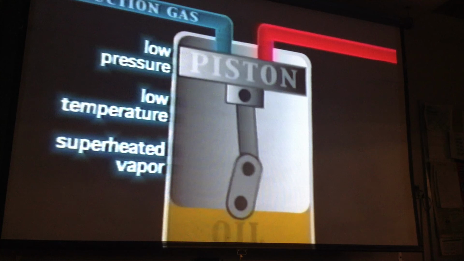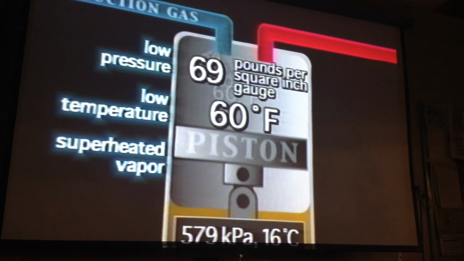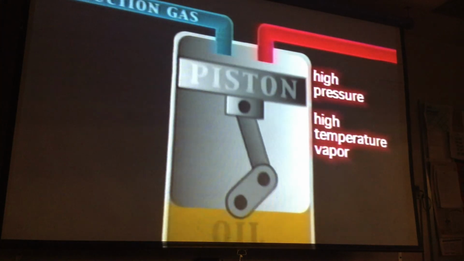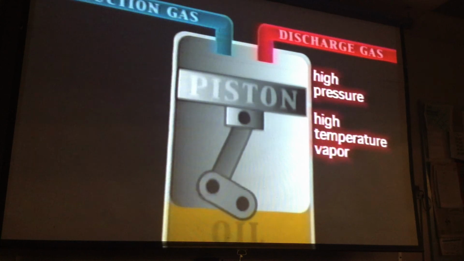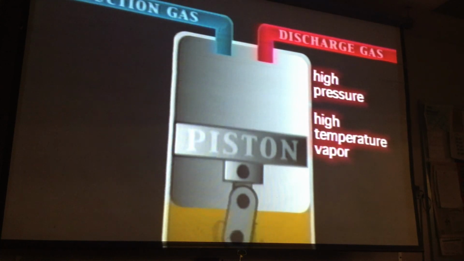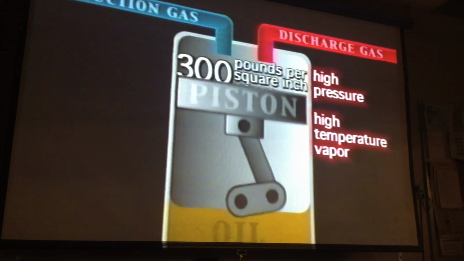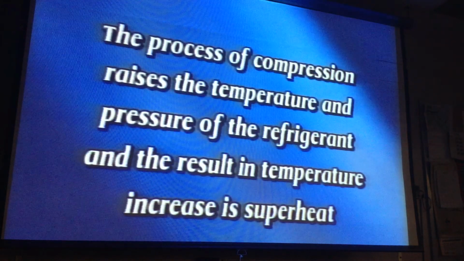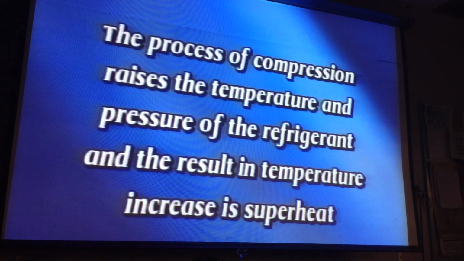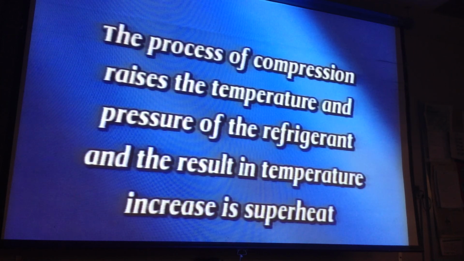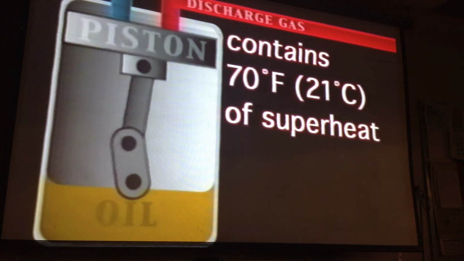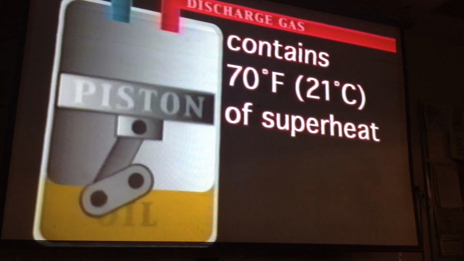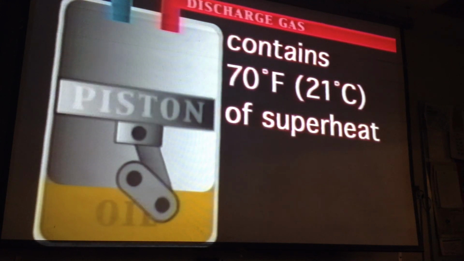Suction gas enters the compressor at 69 psig and 60 degrees Fahrenheit. It is compressed into a high-pressure, high-temperature vapor called discharge gas, which is forced into the condenser through the discharge line at 300 psig at 200 degrees Fahrenheit. The process of compression raises the temperature and pressure of the refrigerant, and the resultant temperature increase is superheat. Discharge gas contains 70 degrees Fahrenheit of superheat, which must be removed before condensing can occur.